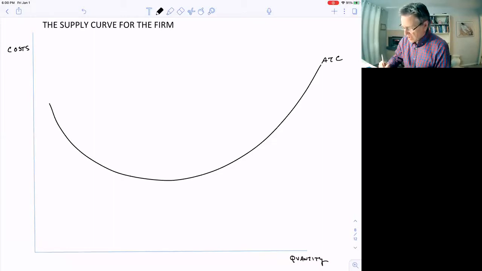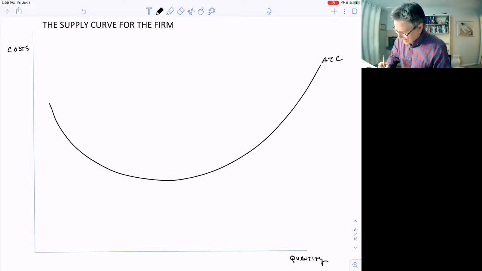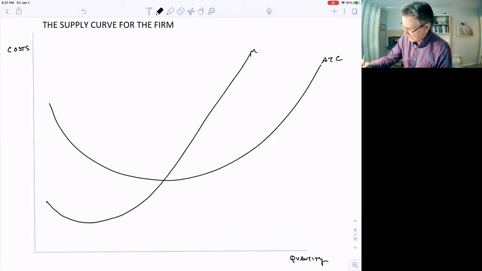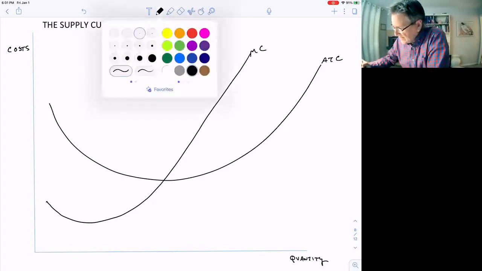And the marginal cost curve intersects that average cost curve at its minimum. So let's see if I can draw this right about there. So there's the marginal cost curve. And the firm is a price taker. So the price is given.